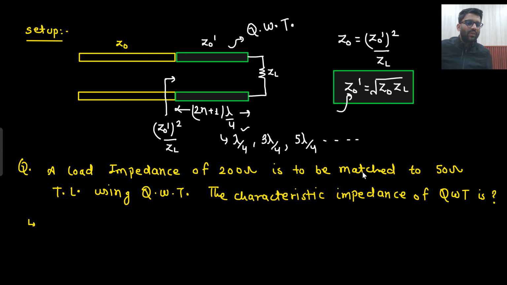A load impedance of 200 ohm is to be matched with 50 ohm transmission line using quarter wave transformer. The characteristic impedance of quarter wave transformer is? So what should be the characteristic impedance? That should be the geometric mean of Z node into ZL. So what will be the answer? We will be getting 100 ohm. So that should be the answer.